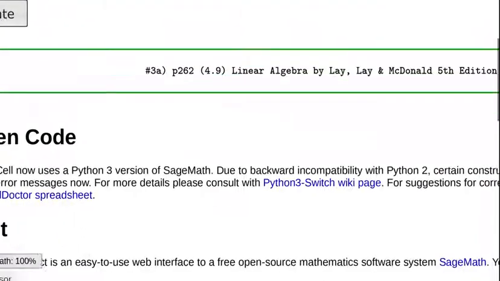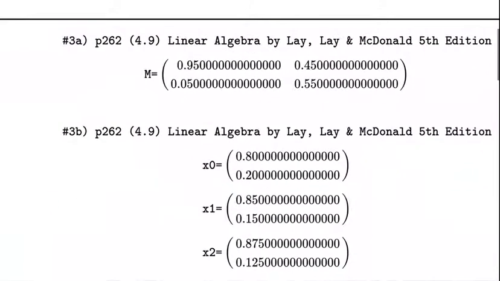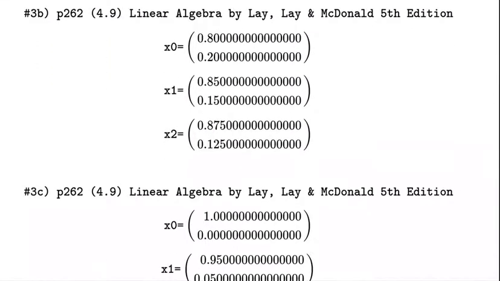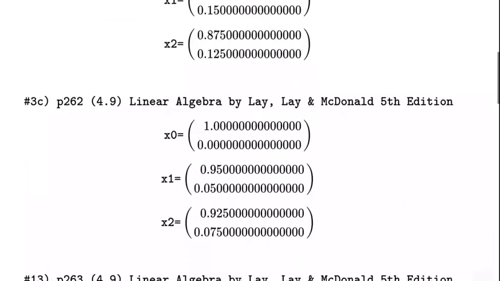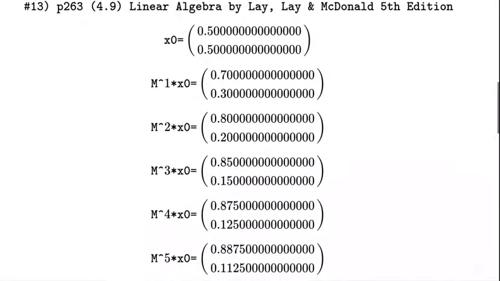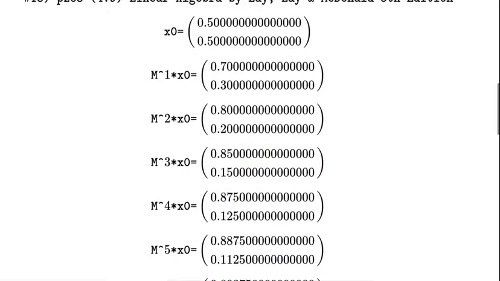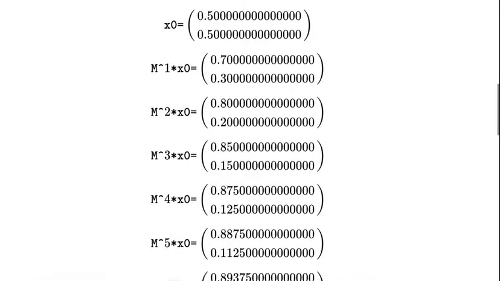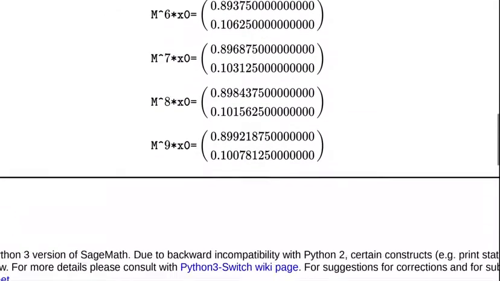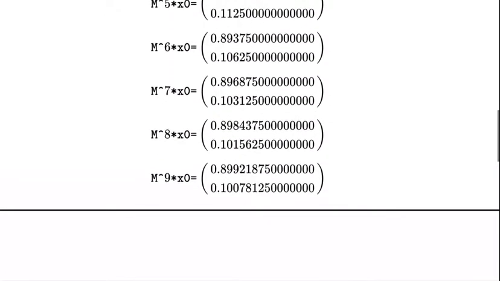So this is question 13. By the way, there's the output for A, setting up the stochastic matrix. There's the output B, analyzing the ills, and C, analyzing the wells. Okay, so if we start with 50-50, x1 is 70-30, x2 is 80-20, and so forth. Now, is there a limit? Well, it looks like it might be going to 0.9 and 0.1.